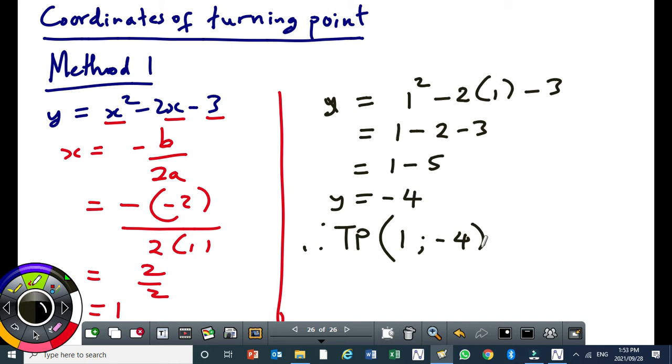Then, equation of axis of symmetry. This is extra information now, which you may need to know. Equation of line of symmetry or axis of symmetry.